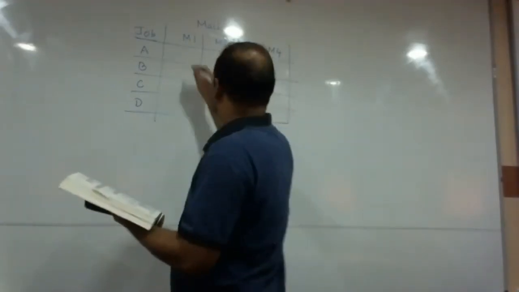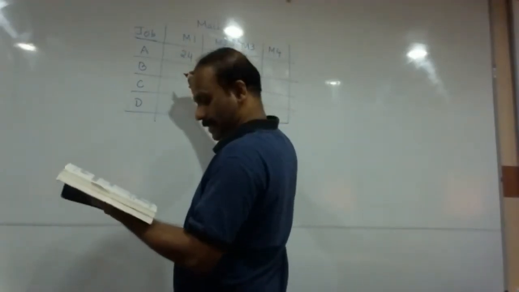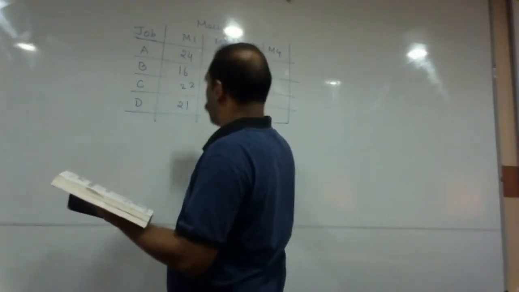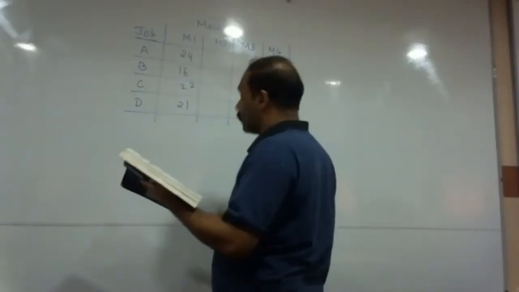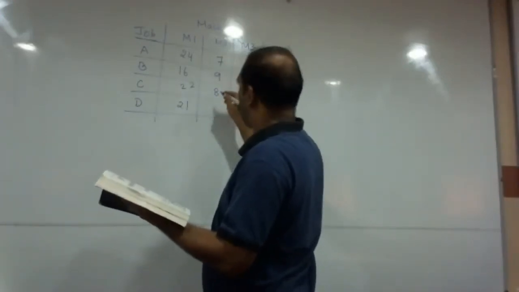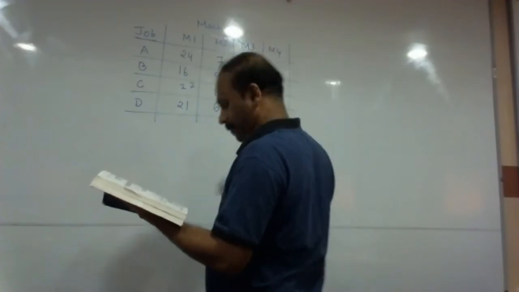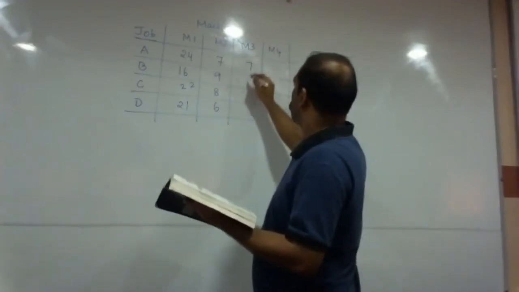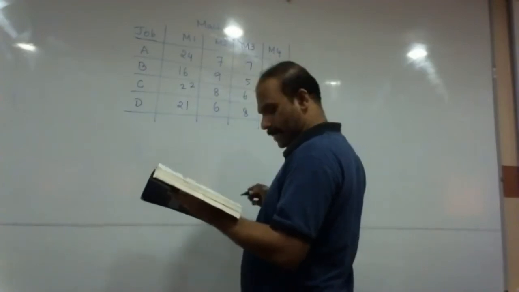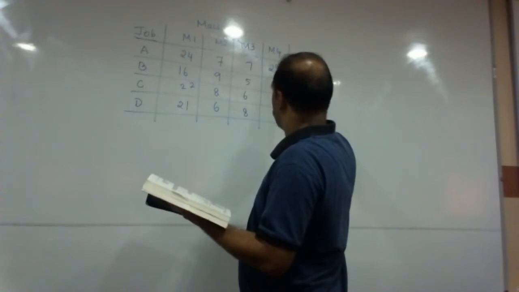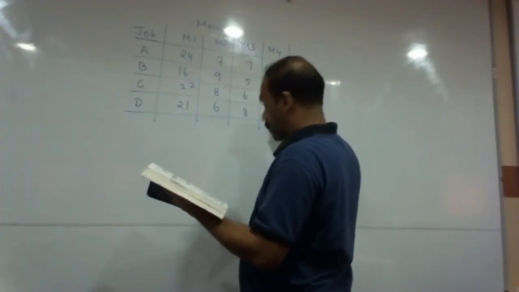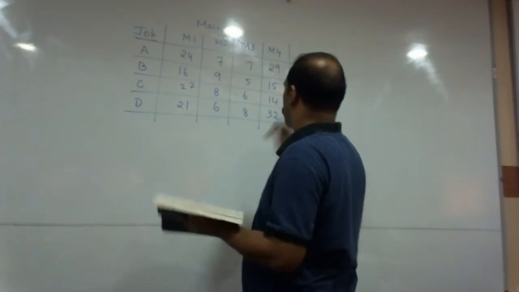The values are 24, 16, 22, and 21. 7, 9, 8, and 6. 7, 5, 6, and 8. 29, 15, 14, and 32.